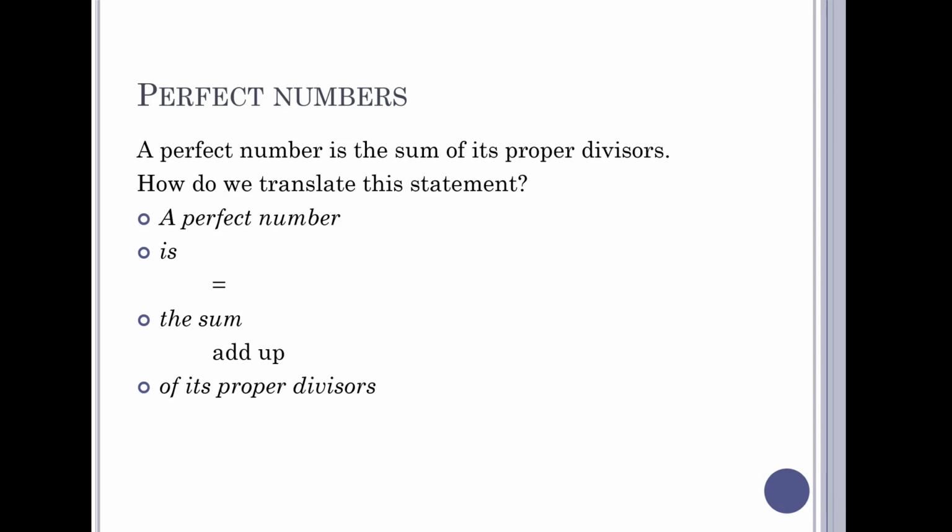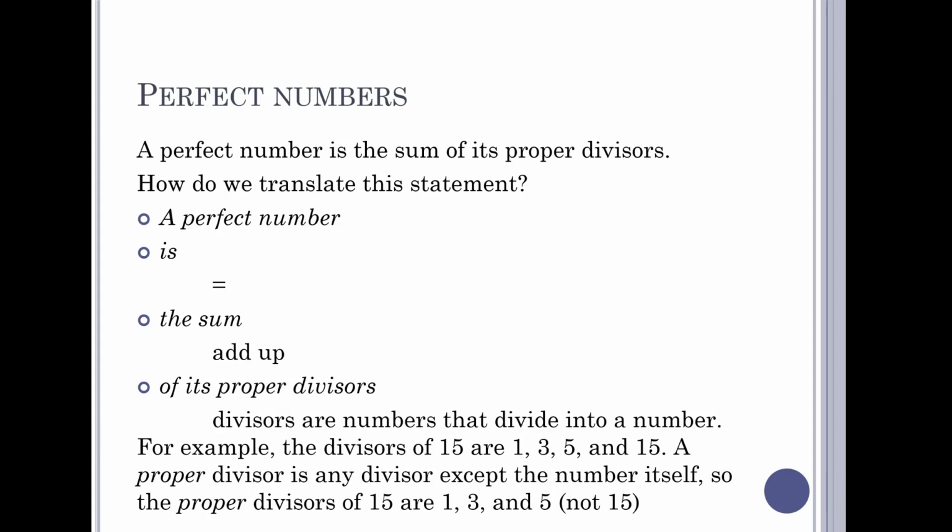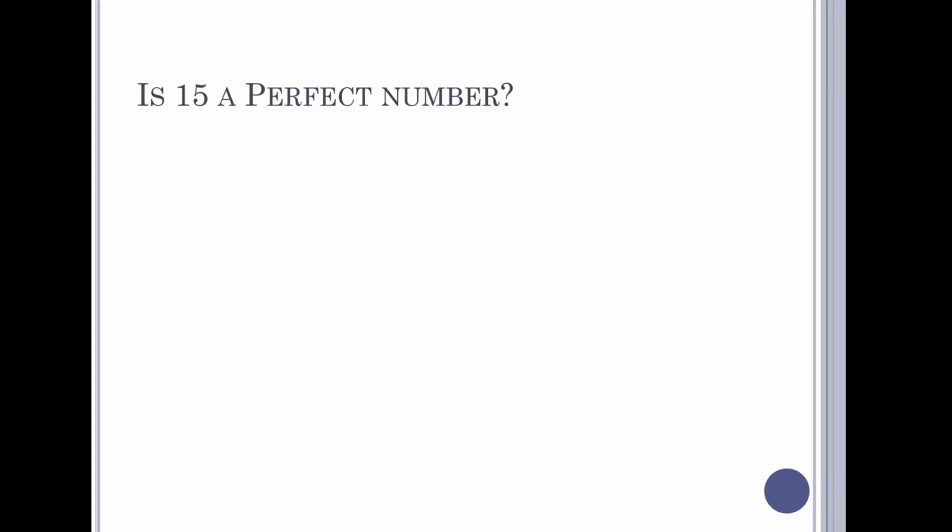Divisors are numbers that divide into a number. So for example, the divisors of 15 are 1, 3, 5, and 15. A proper divisor, that's probably a new piece of language for you, is any divisor except the number itself. So the proper divisors of 15 are 1, 3, and 5. We leave off the 15. Okay, so now let's put this all together.